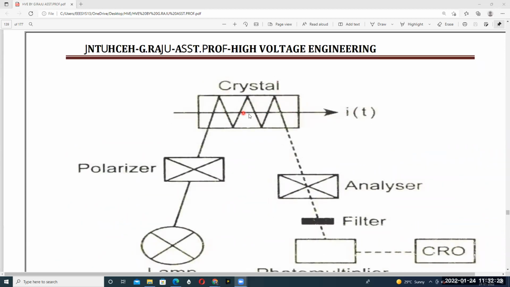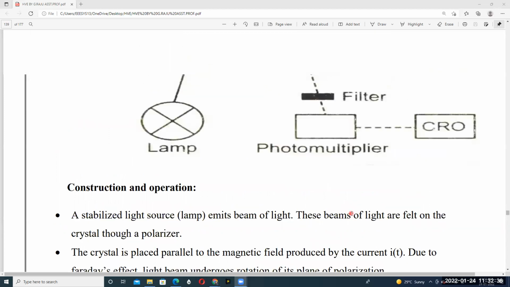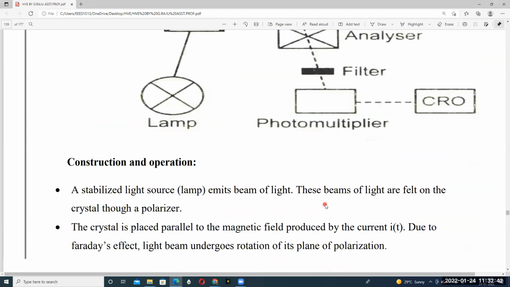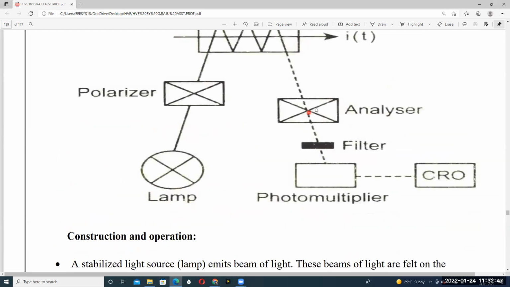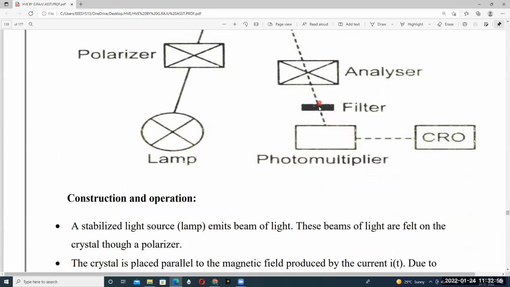This is called I of t. The crystal is placed parallel to the magnetic field produced by the current I of t. Due to the Faraday effect, the light beam undergoes rotation of its plane of polarization. The beam is now passed through an analyzer and then filtered by using a filter. After the analyzer, the signal is transmitted to the filter.